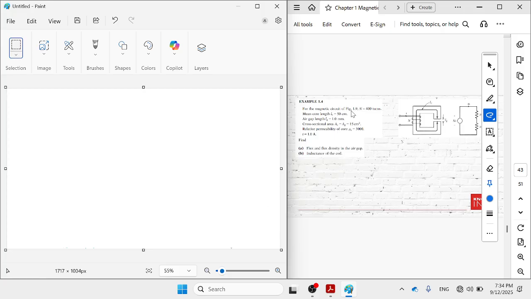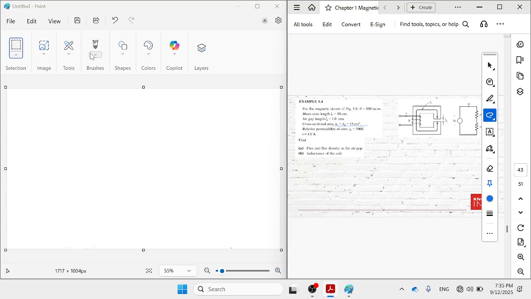Okay, magnetic circuit. In this circuit the given number of turns is 400 turns. Mean core length is given as 50 centimeters, and the air gap is given as 1 millimeter. Cross sectional area for the air gap and the coil is given as 15 square centimeters, correct? For the core, relative permeability is given as 3000 and the current is only 1 amp. So the question is, find out the flux and the flux density in the air gap. Okay, what is phi? How should we start?